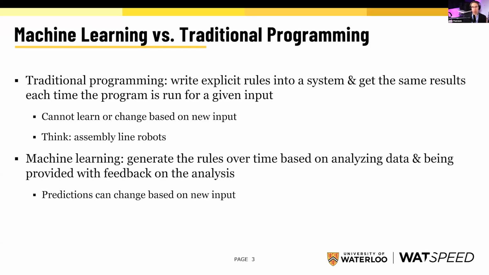So in traditional programming, we would write a bunch of rules into some sort of a system, and we would get the same result based on the same inputs. For a given set of inputs, we will always get the same results. For example, I was working on a customer relationship management system a number of years ago for a Fortune 500 bank, and they wanted to rank out of 5 stars what the likelihood was that a particular opportunity would close and become a closed won sale.